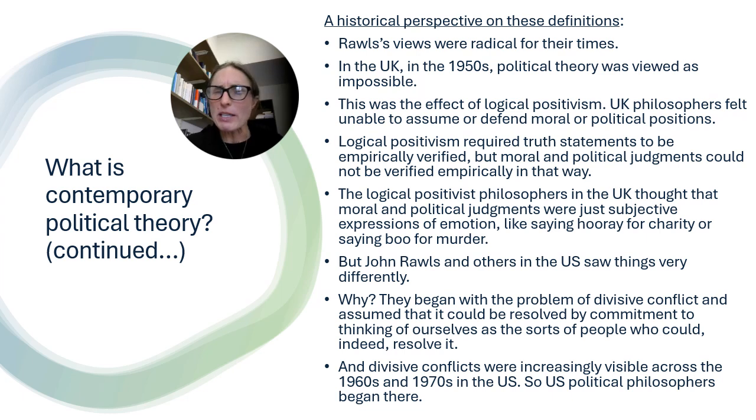So logical positivism required that truth statements be empirically verified. So A.J. Ayer, for example, said that we could discern what sort of statements would be candidates for truth. And they were ones that would have a clear sense of what would empirically verify them. And even if we couldn't empirically verify them now, we would know what would be needed to do so.